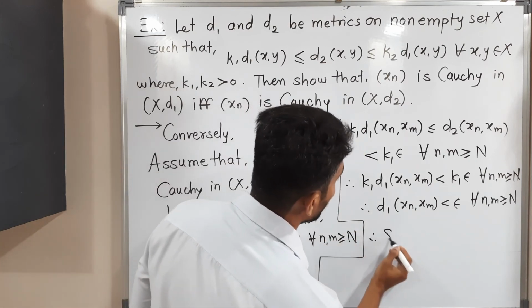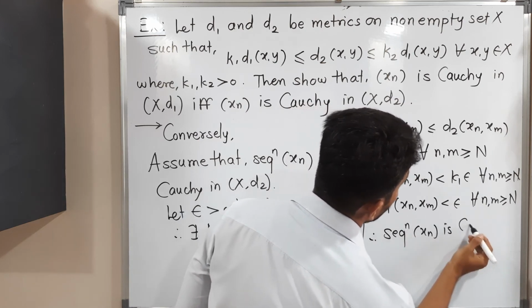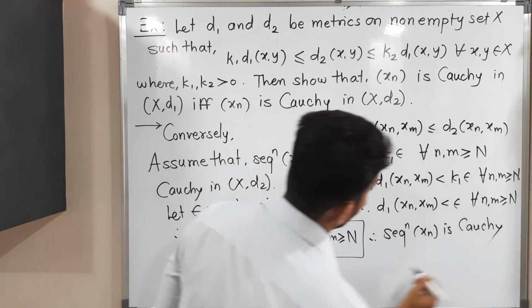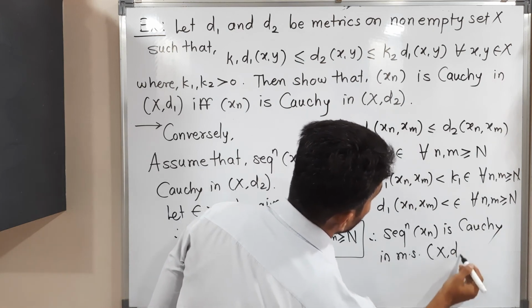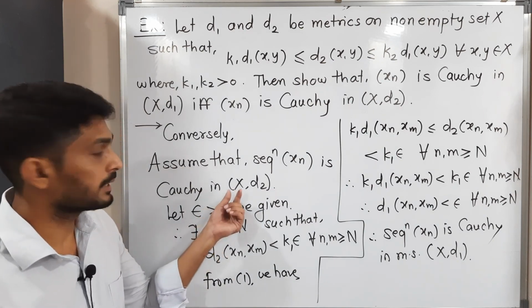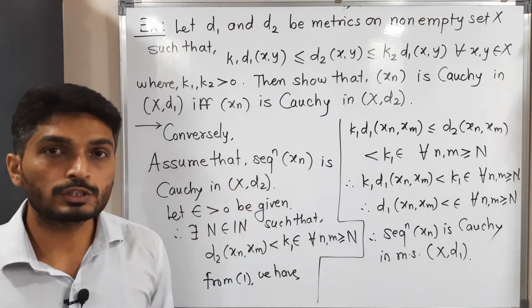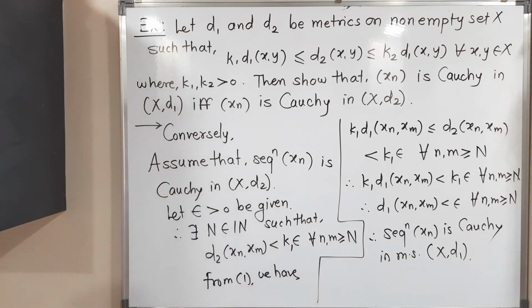Therefore the sequence Xn is Cauchy in the metric space (X, D1). So first we assumed that the sequence Xn is Cauchy in the metric space (X, D2), and we proved it is Cauchy in (X, D1). That means the converse part is also proved here.